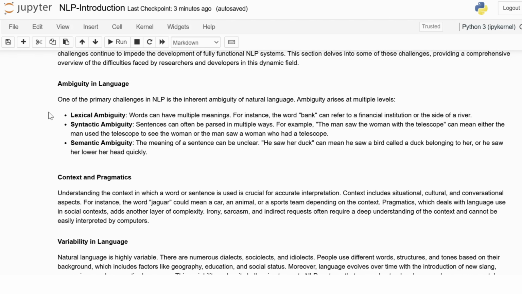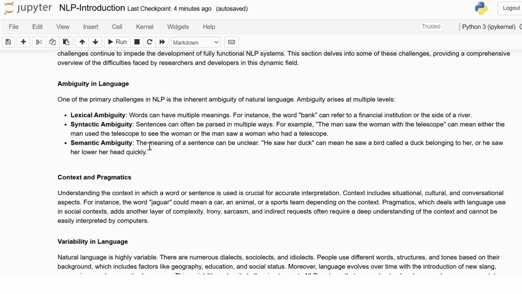So, one of the primary challenges in NLP is the inherent ambiguity of natural language. Ambiguity arises at multiple levels, like lexical ambiguity, where the same word can have multiple meanings. For instance, the word bank can refer to a financial institution or the side of a river. Next is syntactic ambiguity, where sentences can often be parsed in multiple ways. For example, "the man saw the woman with the telescope" can mean either the man used the telescope to see the woman, or the man saw a woman who had a telescope.